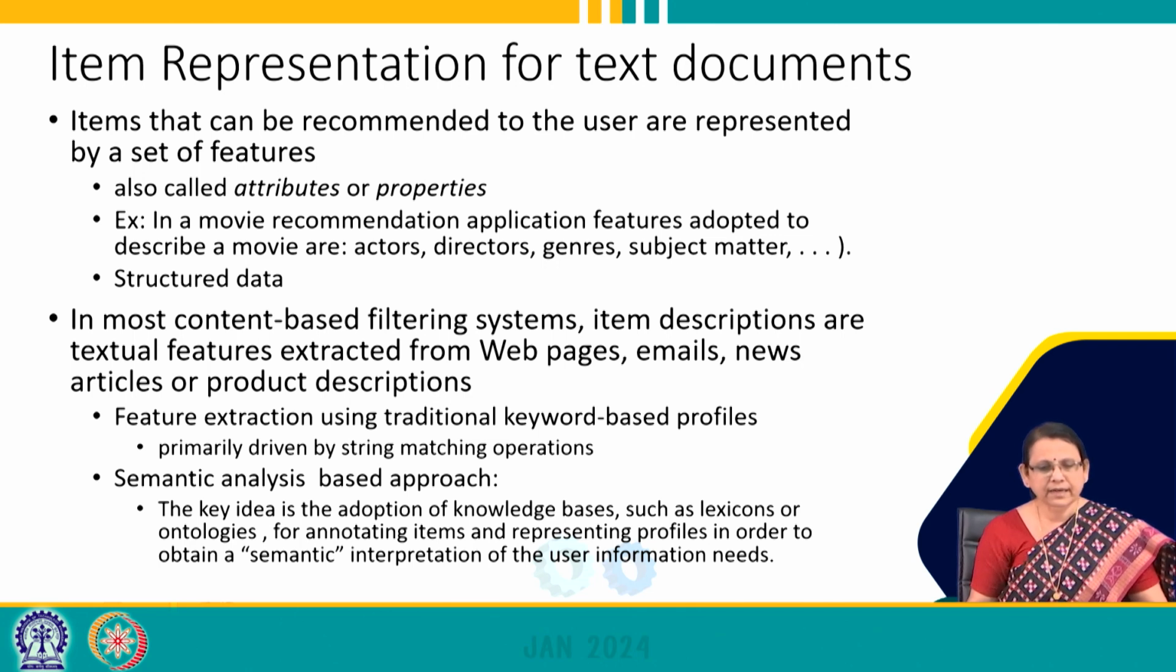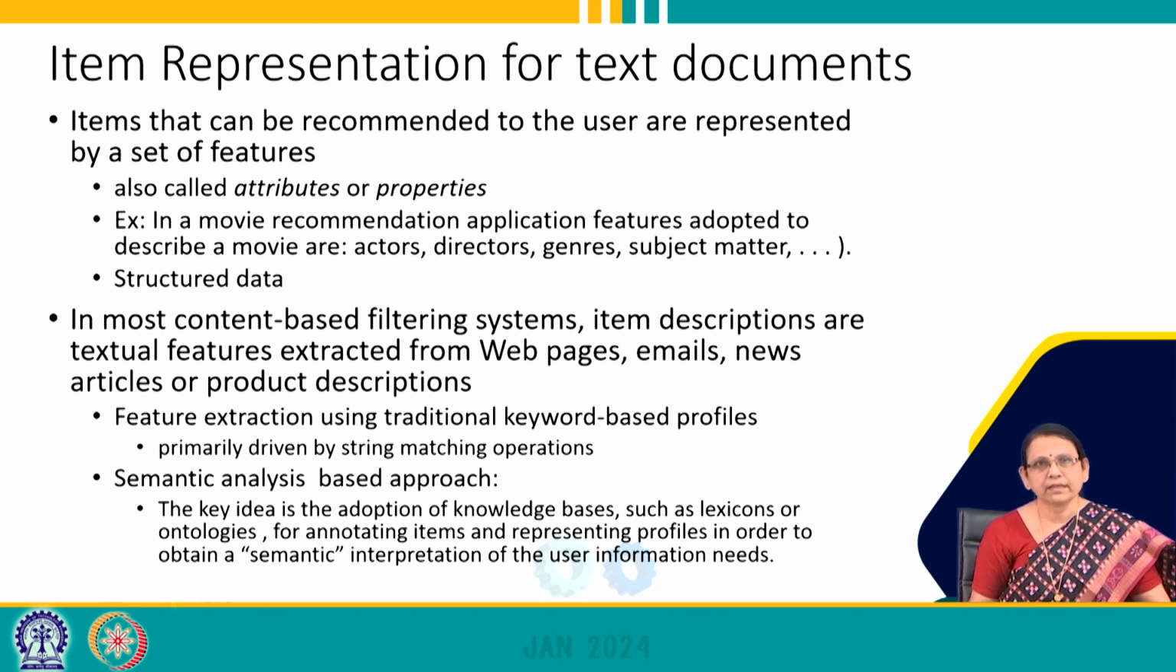So, now we talk about item representation for text documents. These items that can be recommended to the user are represented by a set of features called the attributes or the properties. Specifically, in a movie recommender system, the features could be something explicitly mentioned, like genre, actor, director and so on. These are quite structured data.